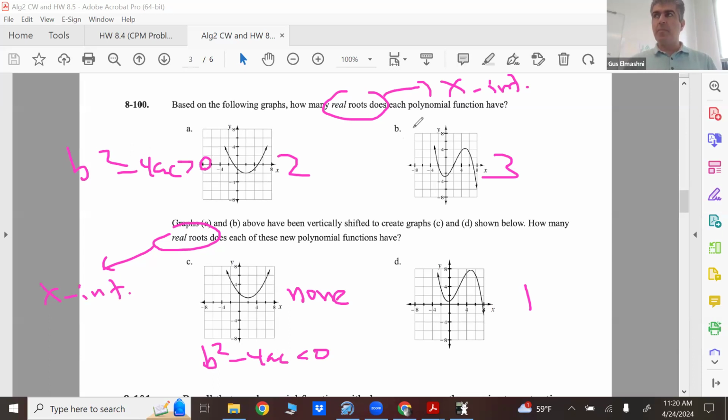That's when it would sit on the x-axis. But B and D are not quadratic, so you don't use a discriminant for B and D, because B and D are cubic. So the discriminant is not applicable towards B and D, but it's applicable towards A and C because those are quadratic. So discriminant's only for quadratic functions. But still, if you cross the x-axis 3 times, you have 3 real roots. If you cross it once, you have 1 real root, or twice, 2, never crossing, none.